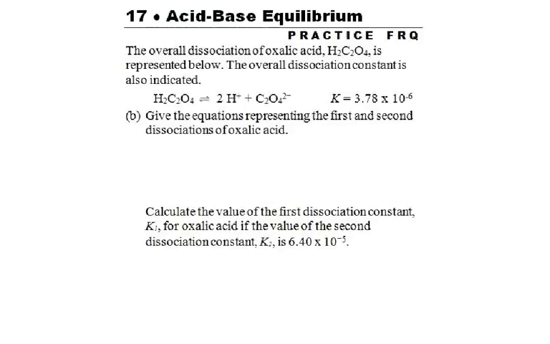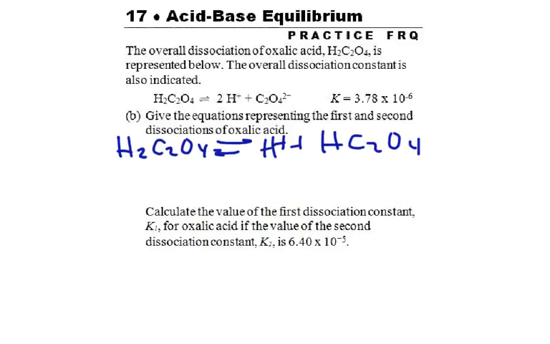For part B, this part's a little more straightforward here. We want to write the 2 dissociation equations for oxalic acid. So because this guy is diprotic, we'll say H2C2O4, double arrow, we get an H plus, and then we get HC2O4 with a minus charge.